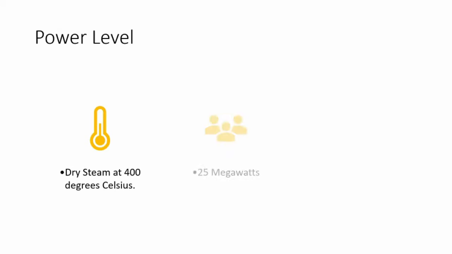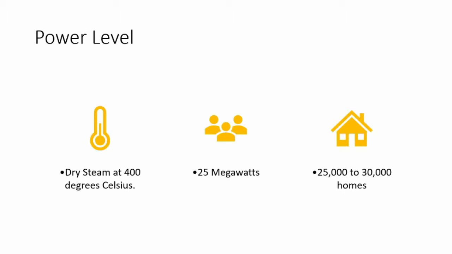It has been estimated that a magma well that can produce a dry steam of 400 degrees Celsius can generate up to 25 megawatts of electricity. This can power up to 30,000 homes.